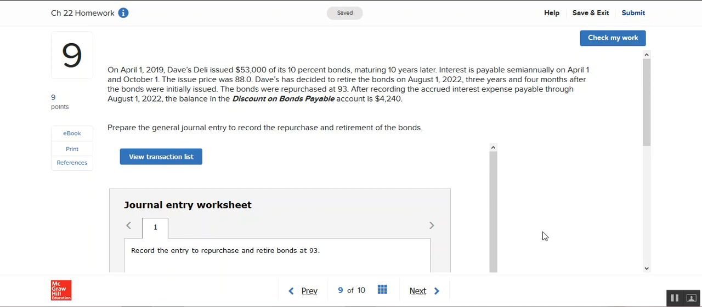They're retiring the bonds in 2022, so it's nowhere near the 10 years. It's 3 years and 4 months after the bonds were actually issued. Bonds are repurchased at 93, and we already recorded the accrued interest expense payable through August the 22nd. We've got a balance on the discount on bonds payable of $4,240.